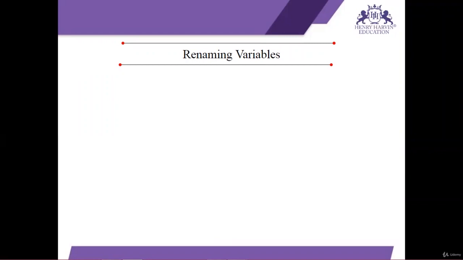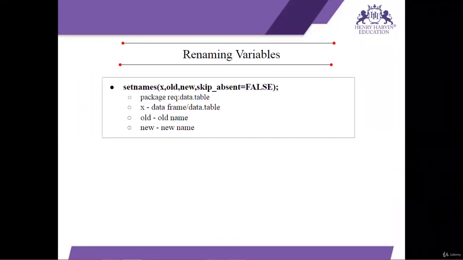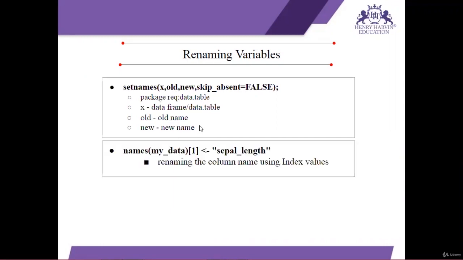The first method to rename is using setNames command. It is used by using the package data.table. So the input for this command is either table or data frame. You should have an old name vector and a new name vector that you want for your columns to be renamed. Next command that we use is names command.